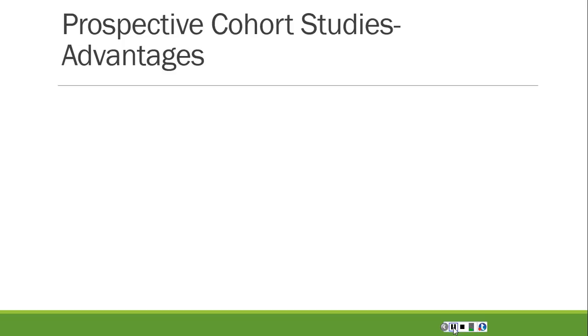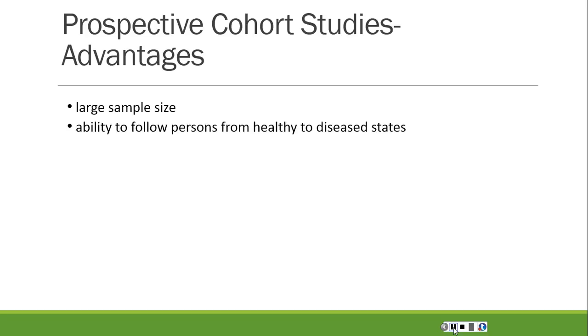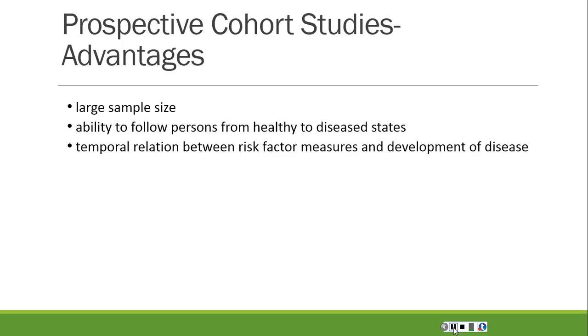There are several advantages of prospective cohort studies. First, for common diseases, you can generate a very large sample size in a relatively short period of time. These studies also have the ability to follow persons from healthy to disease states. And a great example of that was the Nurses' Health Study that enrolled tens of thousands of nurses and then followed them for years and years and decades to see what were predictors of them developing things like cardiovascular disease, stroke, MI, and death.